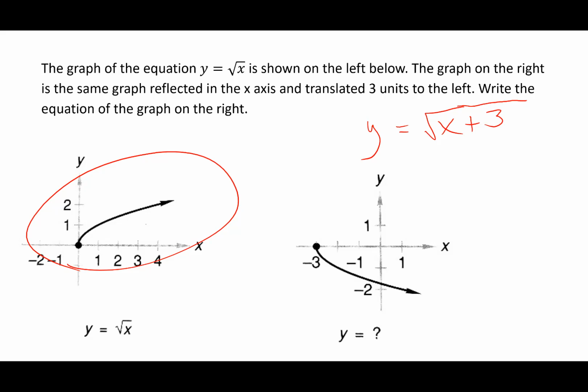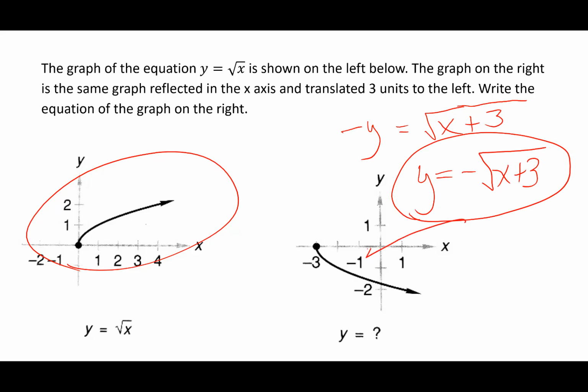And then, since we want to flip it over the x-axis, we replace y with negative y. So this is the process. We added 3 to x to get it to move to the left 3 places. And we switch the sign on the y to make it flip over the x-axis. And now when we write our final answer, we want to have a positive y, so we'll multiply both sides of the equation by negative 1 to get y equals negative square root of x plus 3.